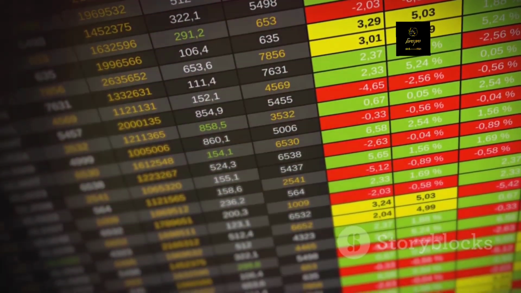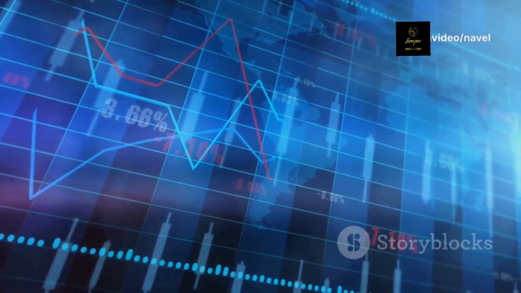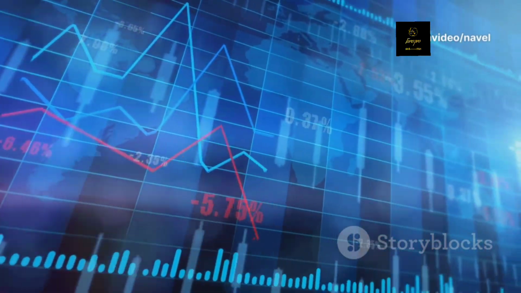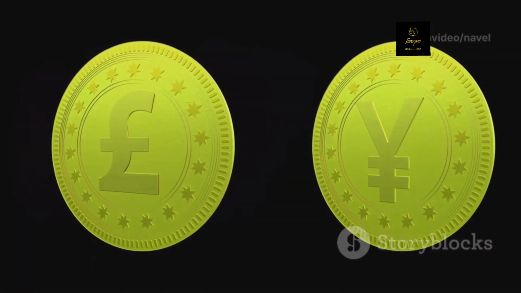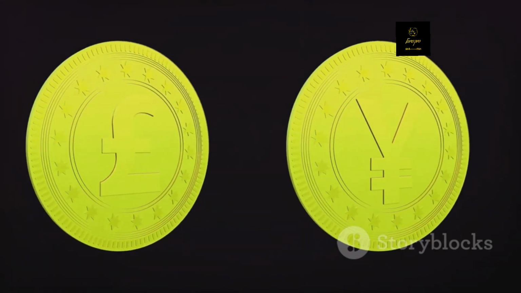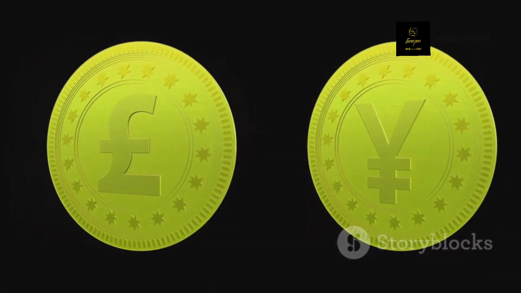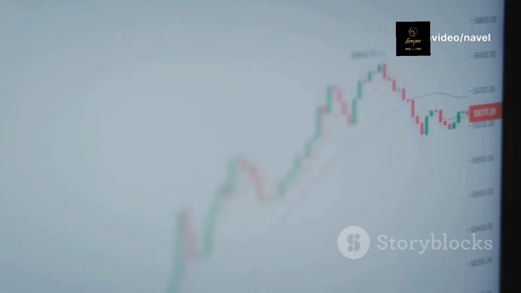Now, let's talk about how prices are quoted in the Forex market. You'll always see two prices for a currency pair, the bid price and the ask price. The bid price is the price at which you can sell the base currency, and the ask price is the price at which you can buy the base currency. The difference between these two prices is called the spread.